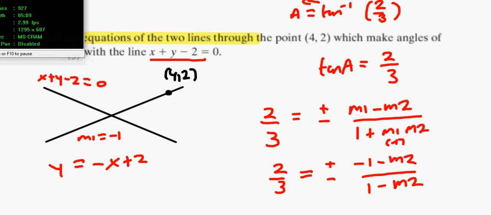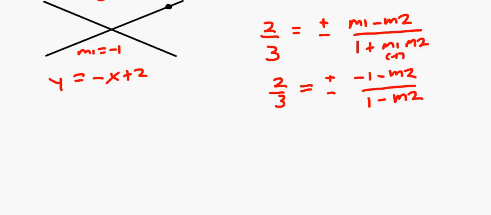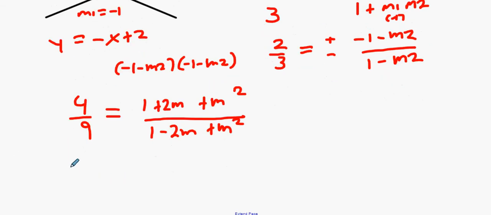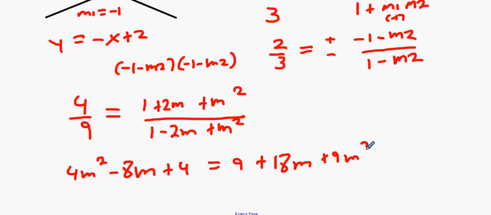I'll give you a head start. I square both sides, and what I'm hoping to get is 4 over 9 on this side. Then I'm going to square minus 1 minus m2 multiplied by another minus 1 minus m2. And what I should get is 1 plus 2m2 plus m2 squared. Now, if you want to abandon the m2 at this stage and just call it m, you're more than welcome to it. There is no m1, so there's no need to call it m2 anymore. And then on the bottom, we're going to have 1 minus 2m plus m squared. Cross multiply, I get 4m squared minus 8m plus 4 equals 9 plus 18m plus 9m squared.